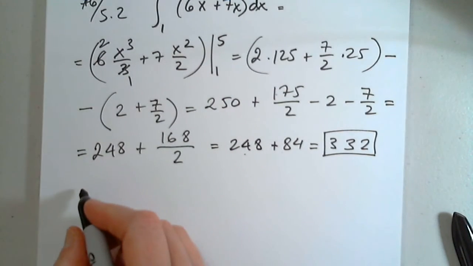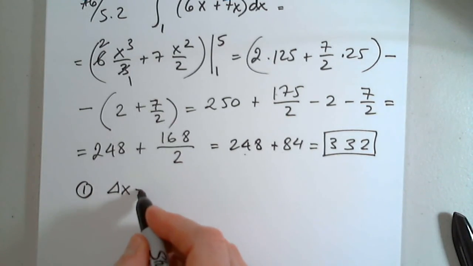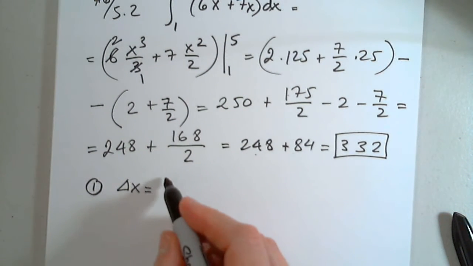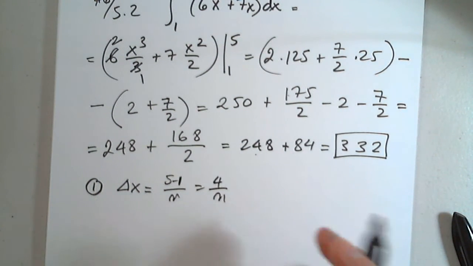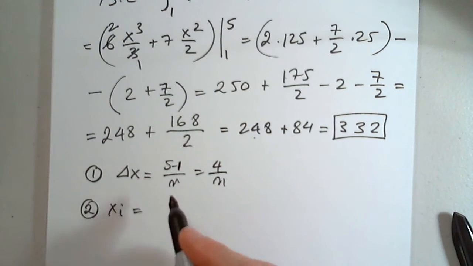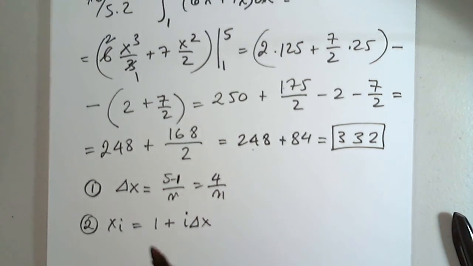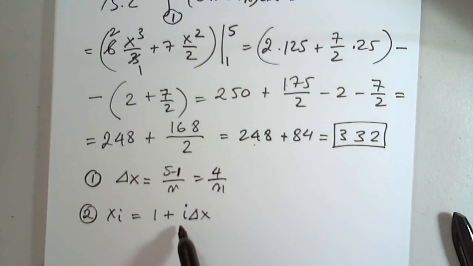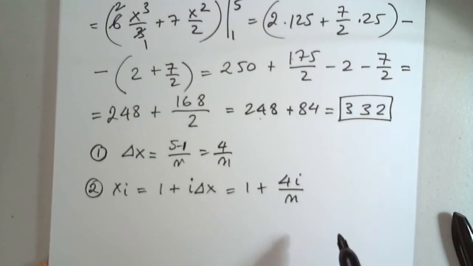Okay, so for the limit of the Riemann sum, I have 3 preps. First of all is delta x. b minus a over n. So this is 4 over n. Prep number 2 is xi, which is 1 plus i delta x. Why 1? The lower limit. The lower limit plus i delta x. So this will be 1 plus 4i over n.